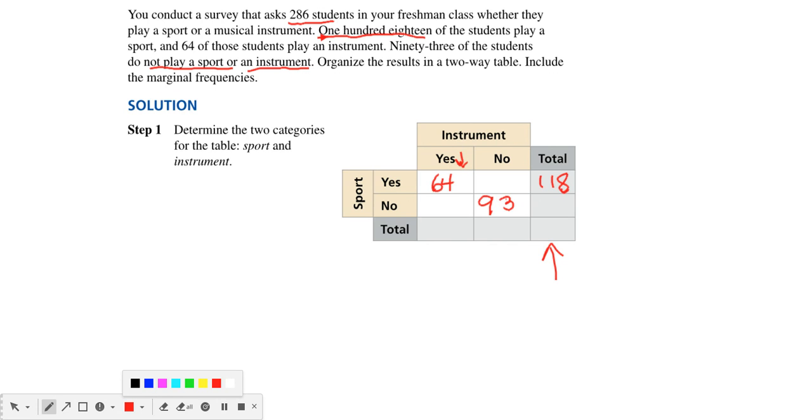That's why we call it bivariate data, because it's two variables analyzed at the same time. Instrument, yes or no. Sport, yes or no.